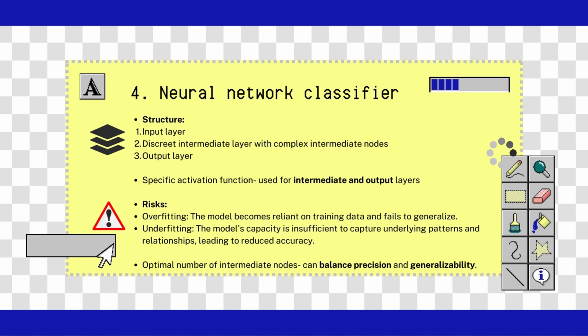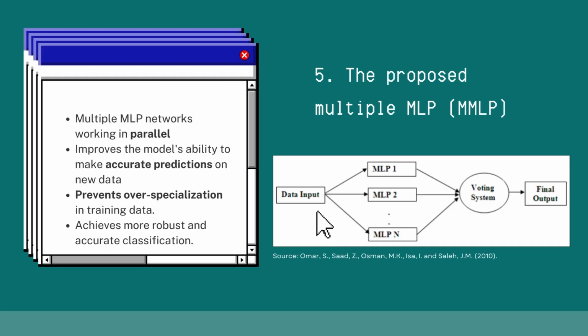However, there are also risks. First, overfitting occurs when the model relies too much on training data and fails to generalize to new data. Second, underfitting happens when the model can't capture underlying patterns, leading to reduced accuracy. Balancing the number of intermediate nodes is crucial for achieving precision and generalizability, ensuring the model performs well on both training and new data.